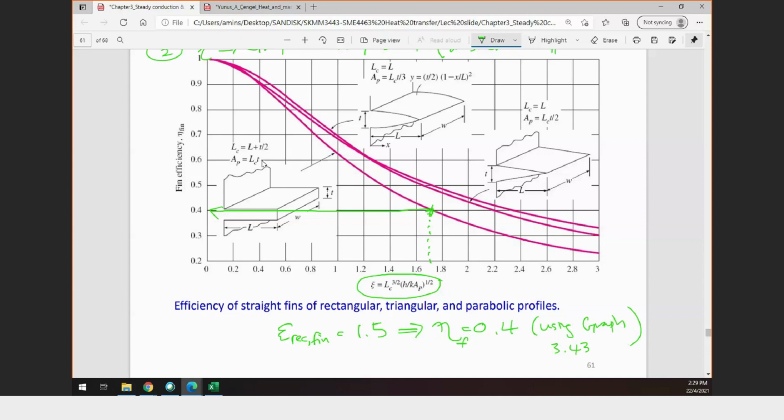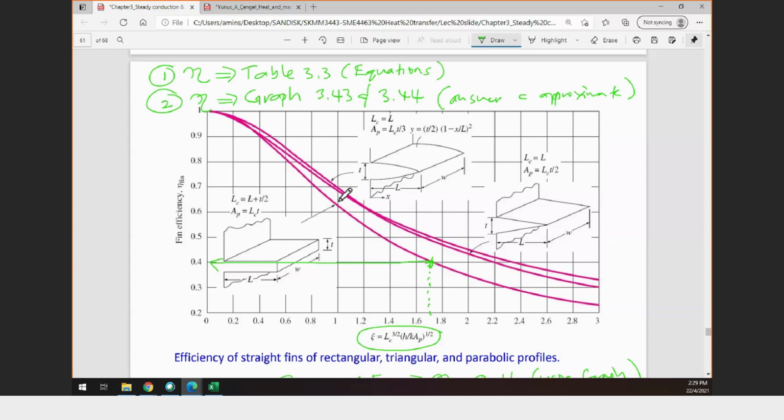If you have difficulty finding a value, let's say you got 1.3, which should be okay. Let's say 1.35, for example. You are not sure whether the value is more to the left or more to the right, so you get some uncertainty in your calculation. But some people say this is faster than the equation. It's up to you whether you use the table or the graph.